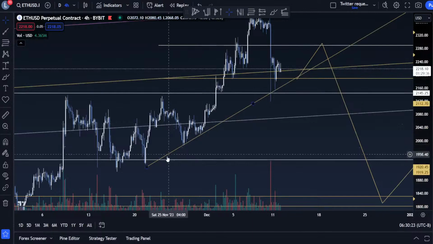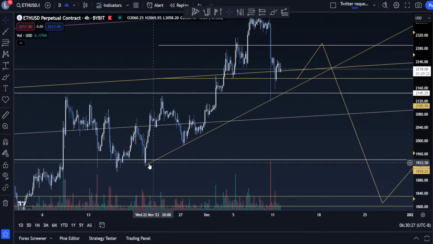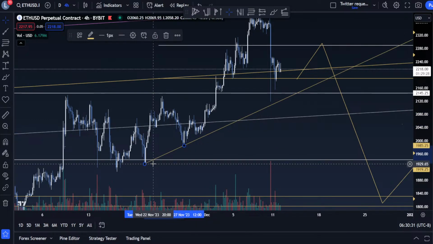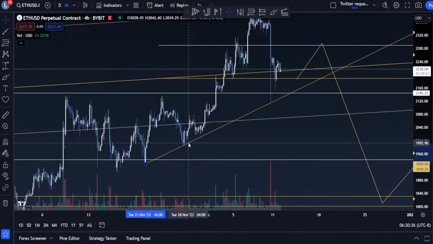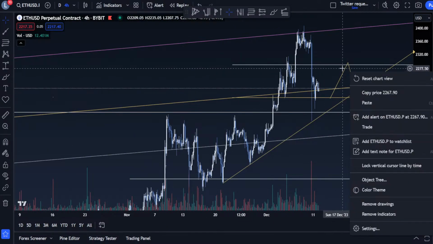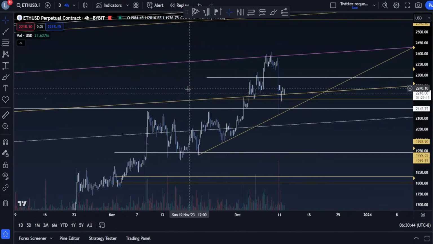We wick through it, but maybe we wicked right to it if I draw it properly. Maybe we didn't even touch it. So you could argue that would be a key idea. ETH loves clean interactions with trend lines.